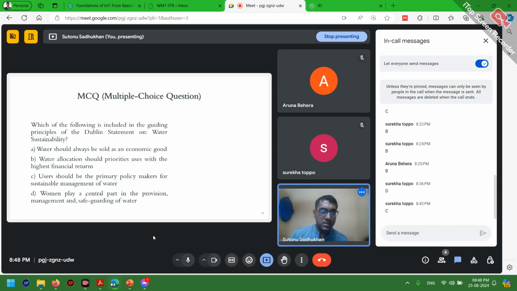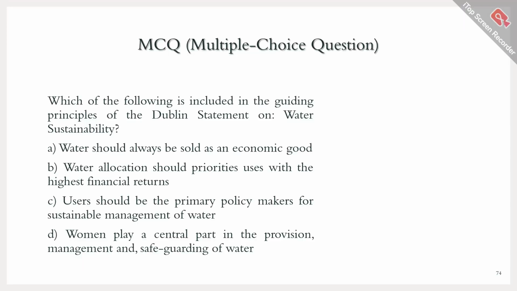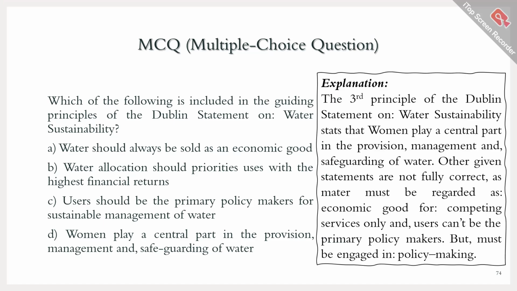Let's see the explanation. The third principle of the Dublin Statement on water sustainability states that women play a central part in the provision, management, and safeguarding of water. Other given statements are not fully correct, because water must be regarded as an economic good for competing services only. It cannot be the correct statement, as I told earlier. And users can't be the primary policymakers. Option C cannot also be correct.